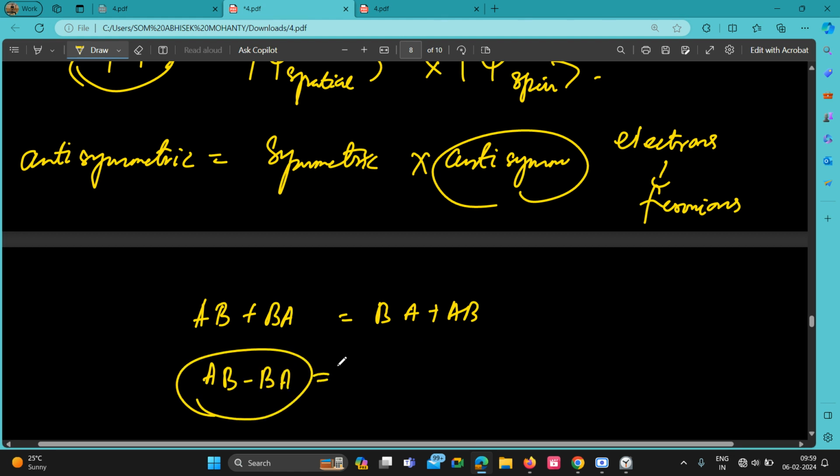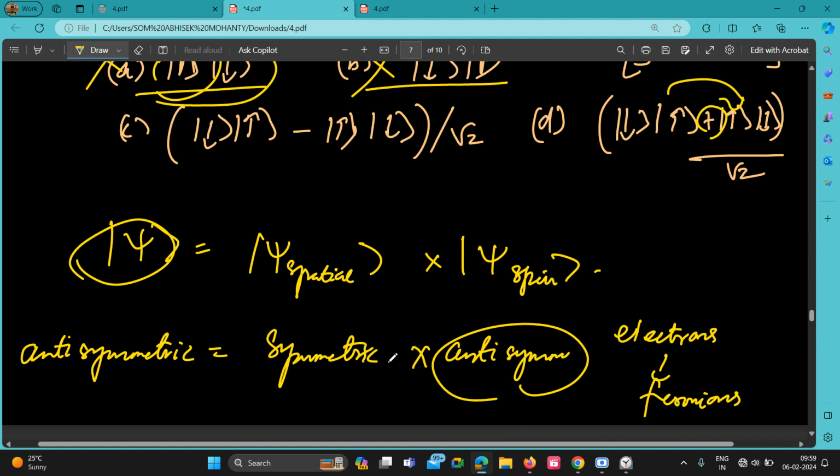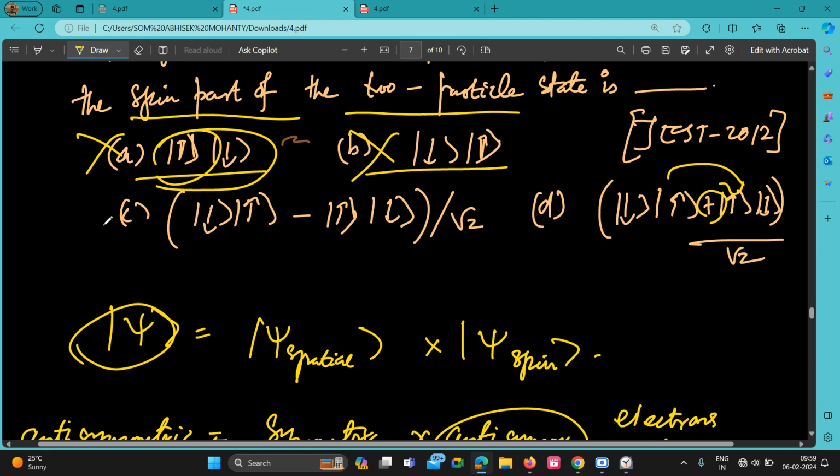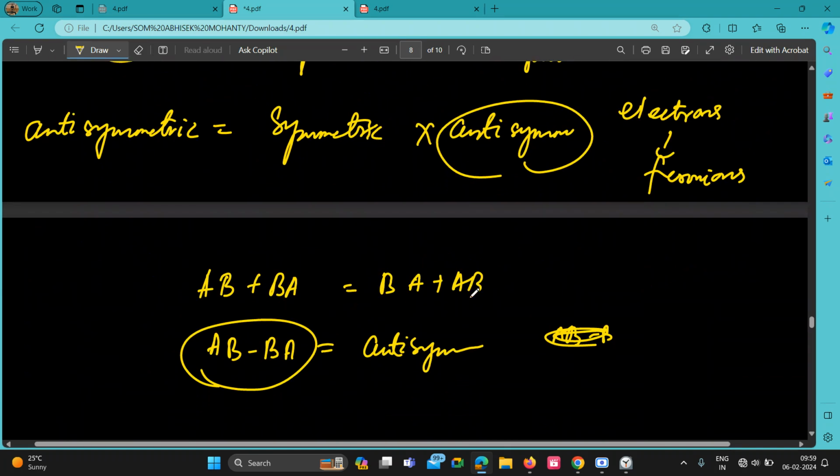So this is your antisymmetric. AB minus BA: if I change the order, it won't be the same. So which one is this? Option C will be your antisymmetric wave function. So this should be your answer, as this is a fermion and the total wave function should be antisymmetric. That was your question number 6. Now question number 7.